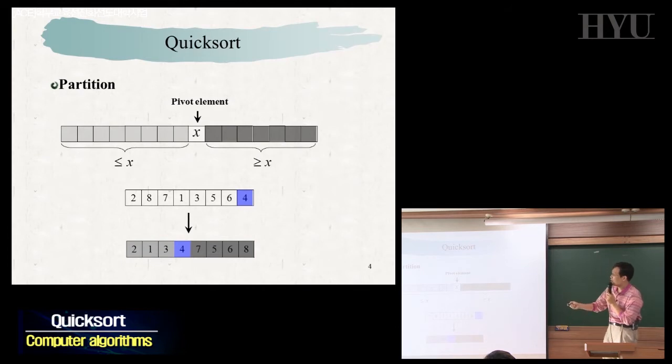In general, it can be written like this. The pivot element is x, and in the left partition, all elements are less than or equal to x, and in the right partition, all elements are bigger than or equal to x. Okay, then how can you get this? Any suggestions?